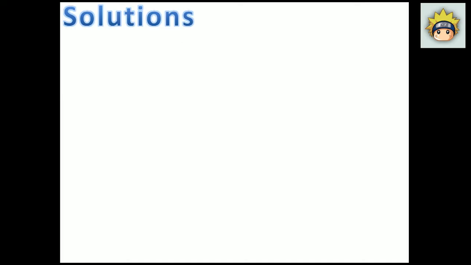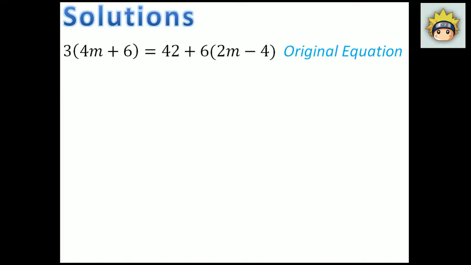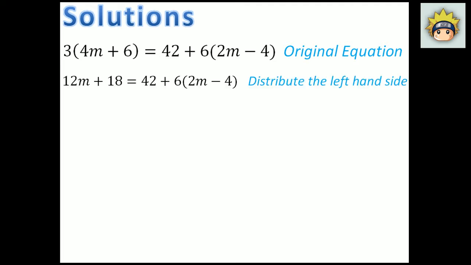Let's go over the solution for that problem. Here's my original equation. I'm going to distribute the left-hand side. 3 times 4m is 12m. 3 times 6 is 18.